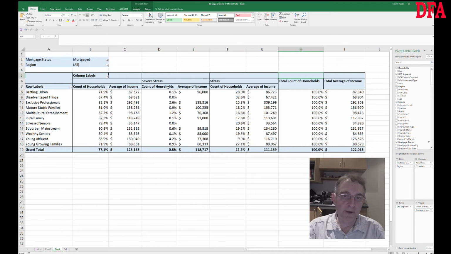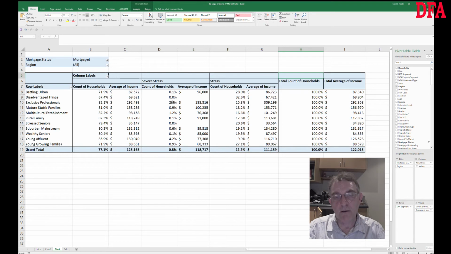If you then look at the severe stressed area, again you'll see some interesting changes. One of the most striking things is the high proportion of young affluents, more than 4%, who are in severe stress. Now, you can also notice that the exclusive professionals also register in the severe stress category. And in both cases, these are households who are relatively affluent in terms of the income they're receiving, but are also very heavily committed in terms of their mortgages and other expenditure.